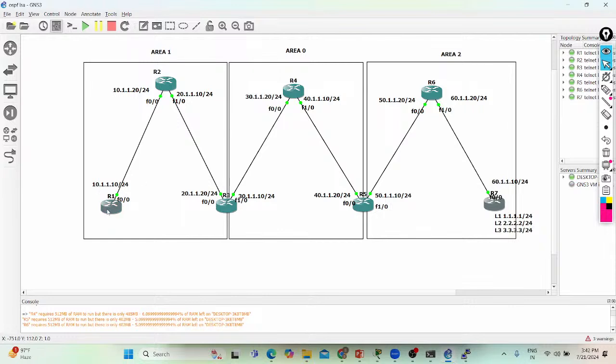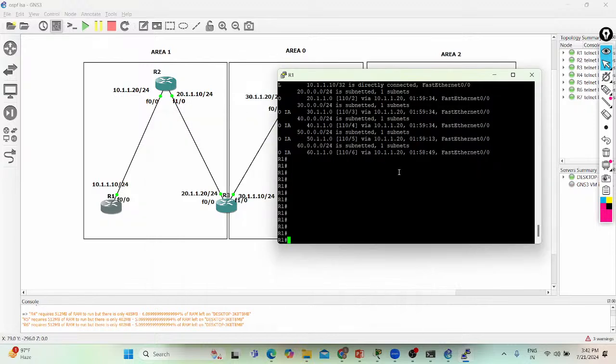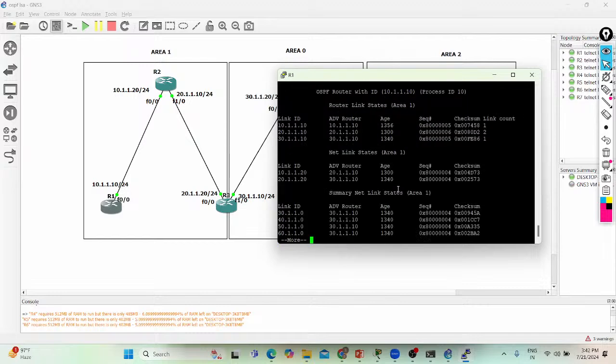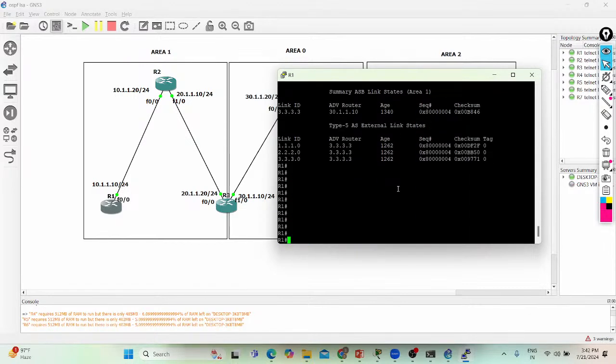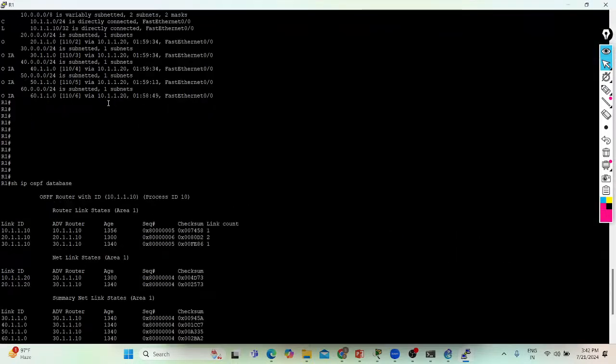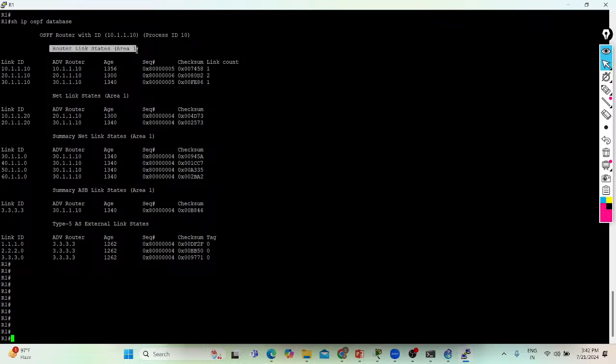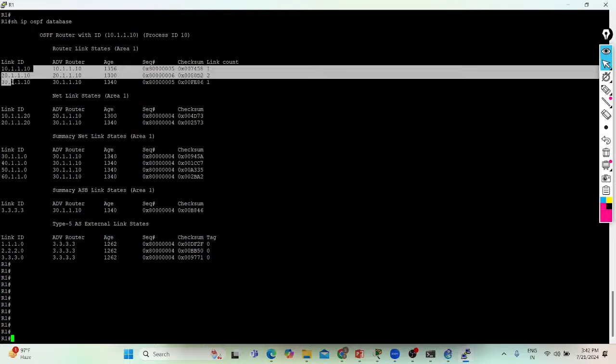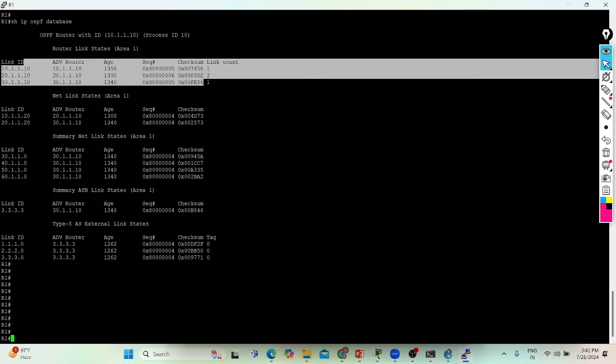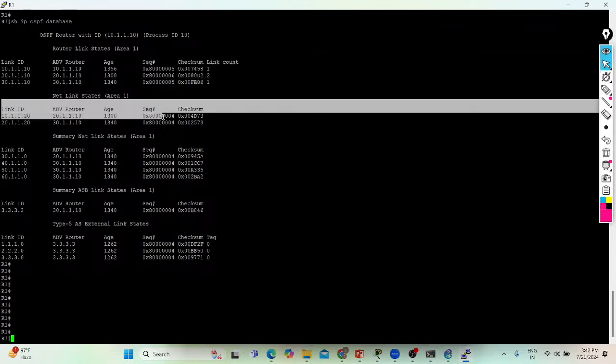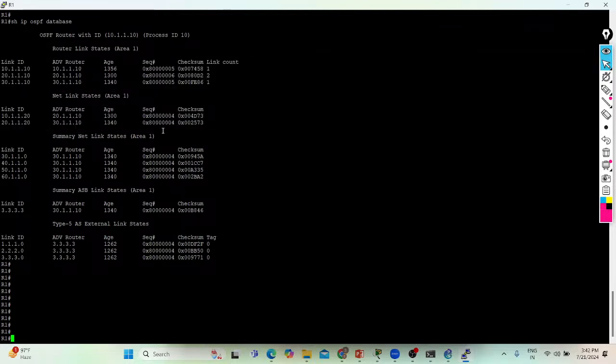R1, R2 and R3 are generating LSA 1. Let me show you how. You have to check the database. Show IP OSPF database. It will show you the topology table. See, I have told you there are 5 types of LSAs. Router LSA is generated by the routers 10, 20 and 30, the routers that are present within area 1 only. And network link state is generated by the DR and BDR routers.